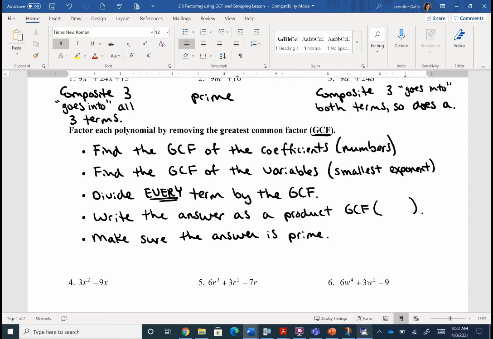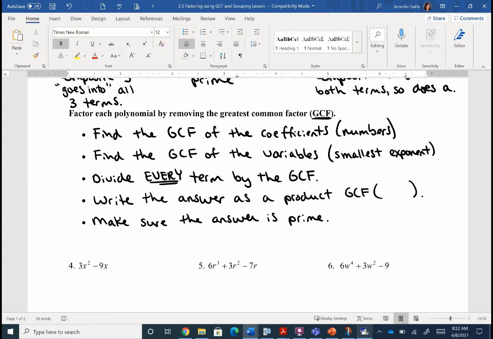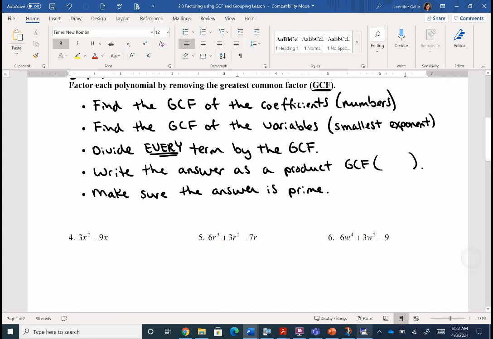I want to do a couple examples with you, and I want to give you a chance to try a few examples before I turn you loose for practice. Okay? So let's walk through. So let's take a look at number 4. I always like to just kind of make a note off to the side of what my GCF is going to be. So step 1 says find the greatest common factor of the coefficients. Those are those big number pieces. I've got a 3 and a 9.